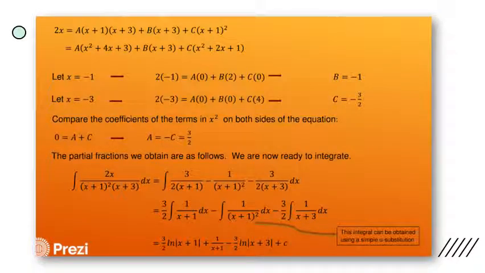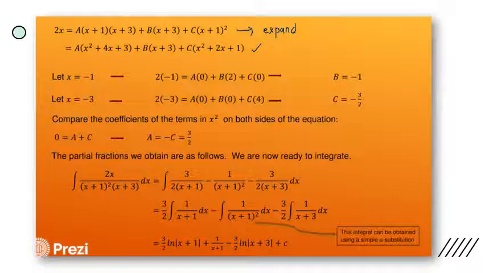We equate the numerator part, so 2x equals a times x plus 1 times x plus 3 plus b times x plus 3 plus c times x plus 1 squared. Then we expand this equation, and it will give this equation.